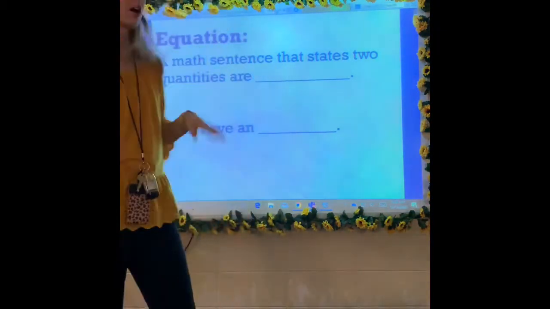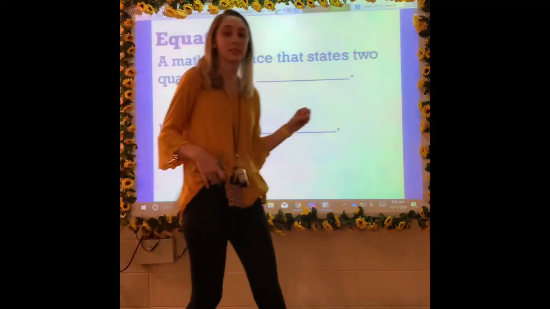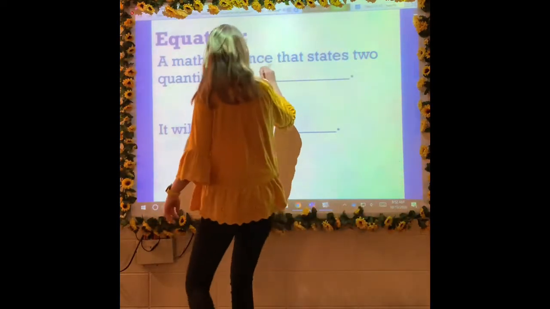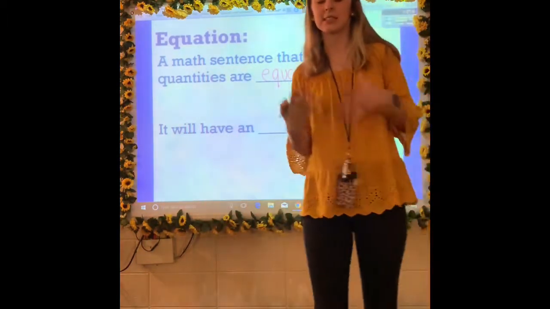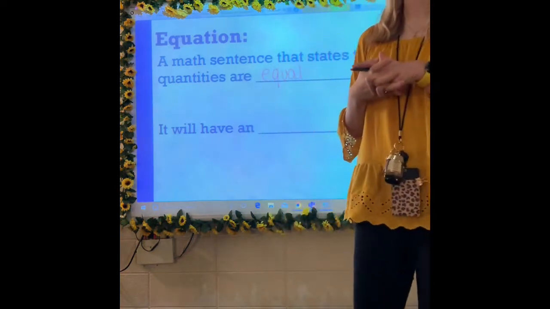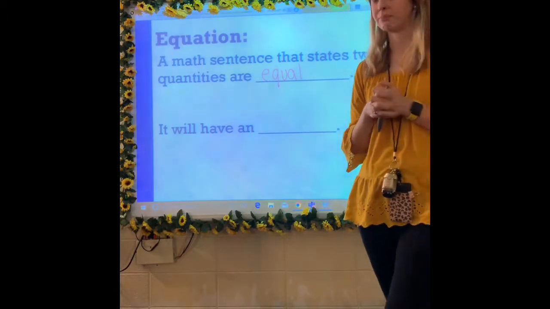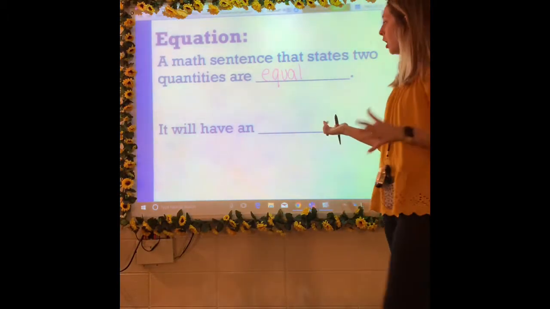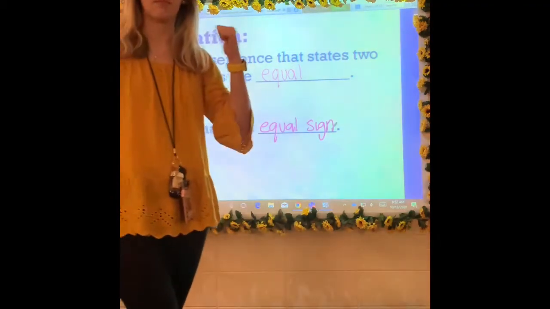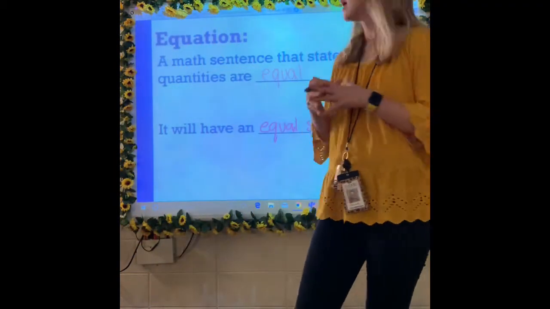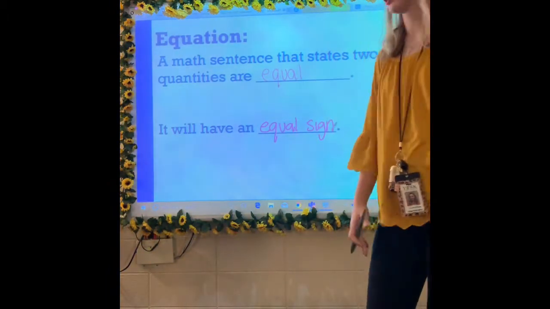All right, so looking at this, an equation is a math sentence that states two quantities are equal. Whatever those two quantities are, they should make it equal, okay? And it will have an equal sign. So an equation is a math sentence that states two sides are equal, and it will always have an equal sign. If it doesn't have an equal sign, then it's not an equation, okay?